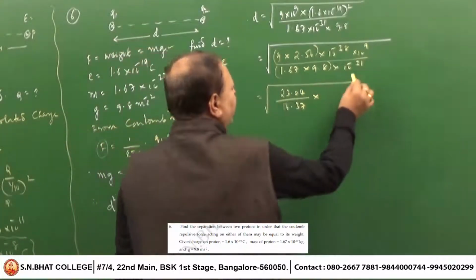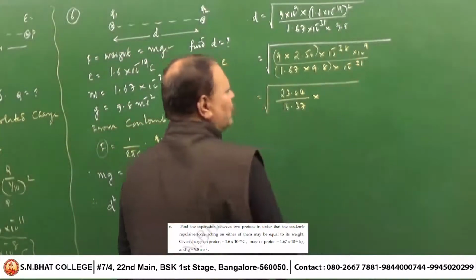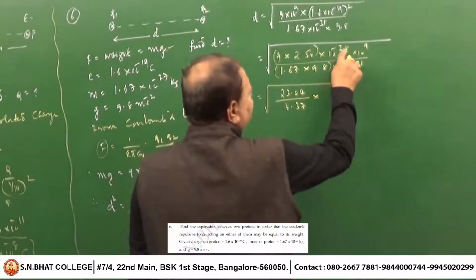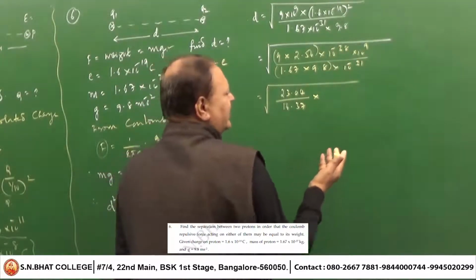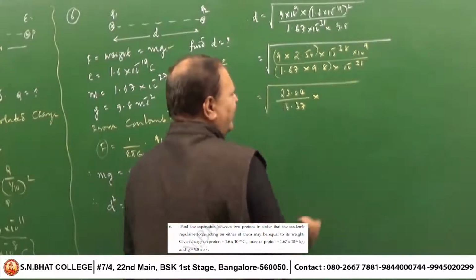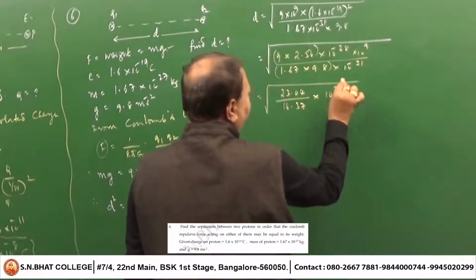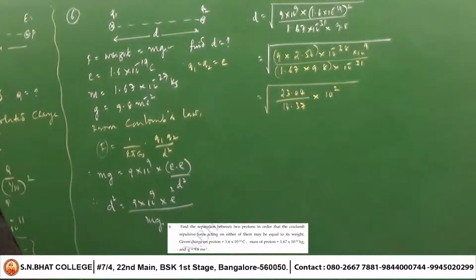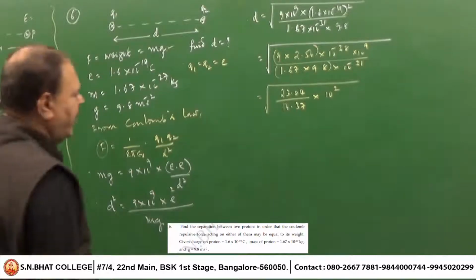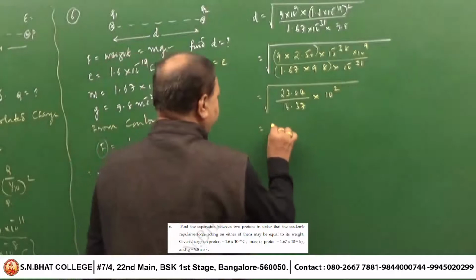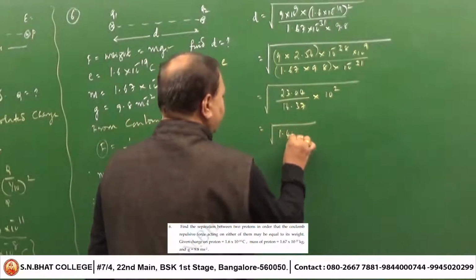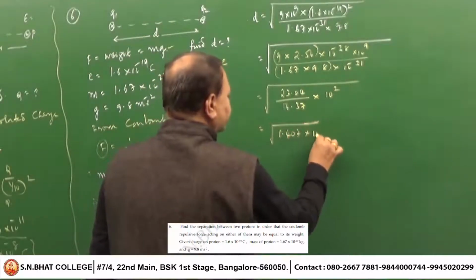Look here. Here is minus 31. Here minus 31 goes off, and you are just left with how much? In the 38, if 31 goes, you are left with a 7, minus 7. And here is plus 9, and you have 10 to the power of 2. Now you simplify these two. Therefore, 23.04 divided by 16.37, if you simplify this, that comes out to be 1.407 into 10 square.